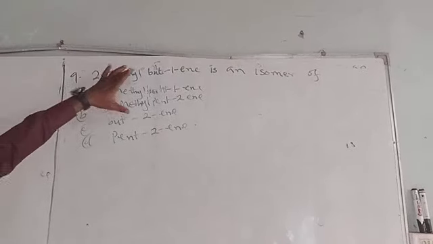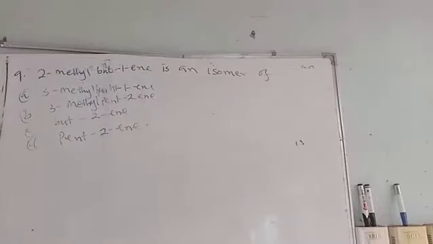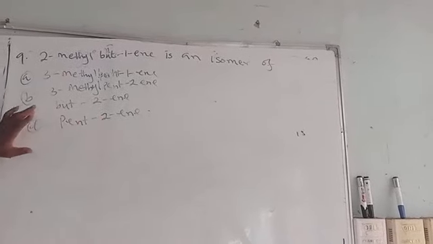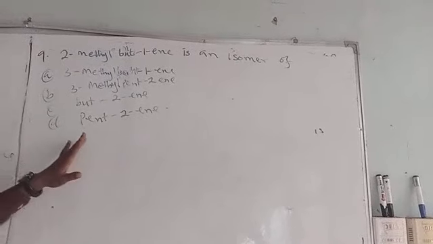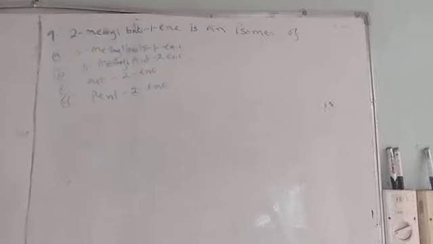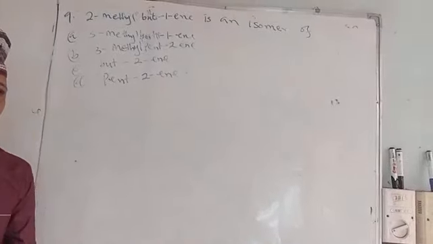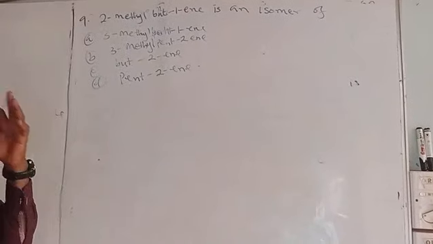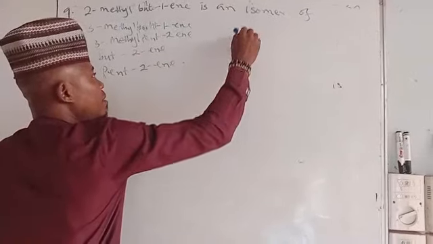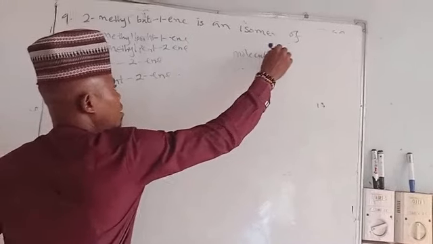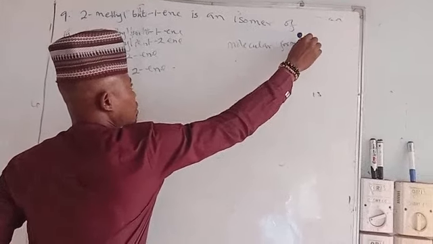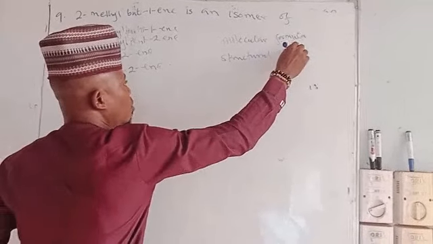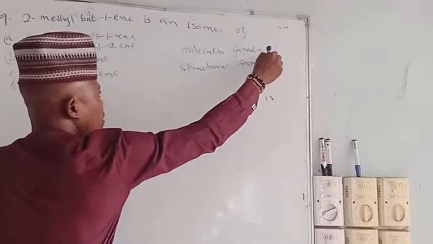Question 9. 2-methyl-but-1-ene is an isomer of A, 3-methyl-pent-1-ene, B, 3-methyl-pent-2-ene, C, but-2-ene, D, pent-2-ene. Now, for you to be able to answer this question, you must know what is an isomer. Simply put, isomers are compounds having the same molecular formula but different structural formulas. The same, different.